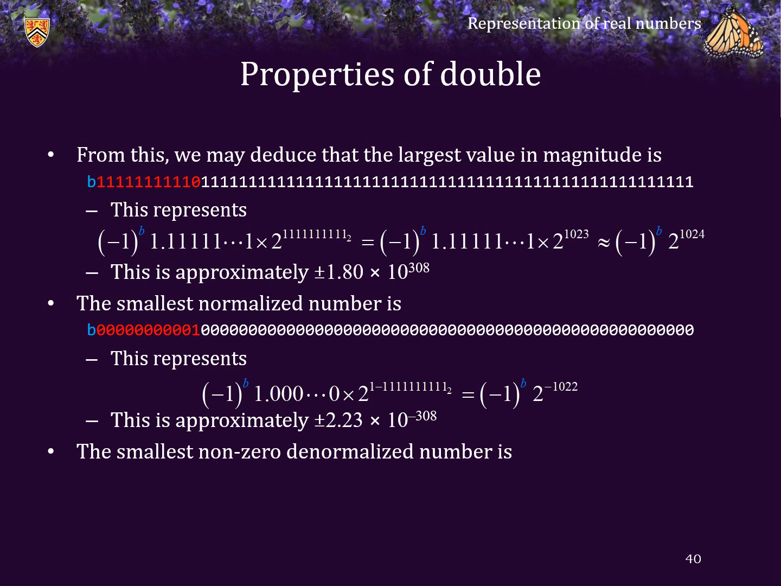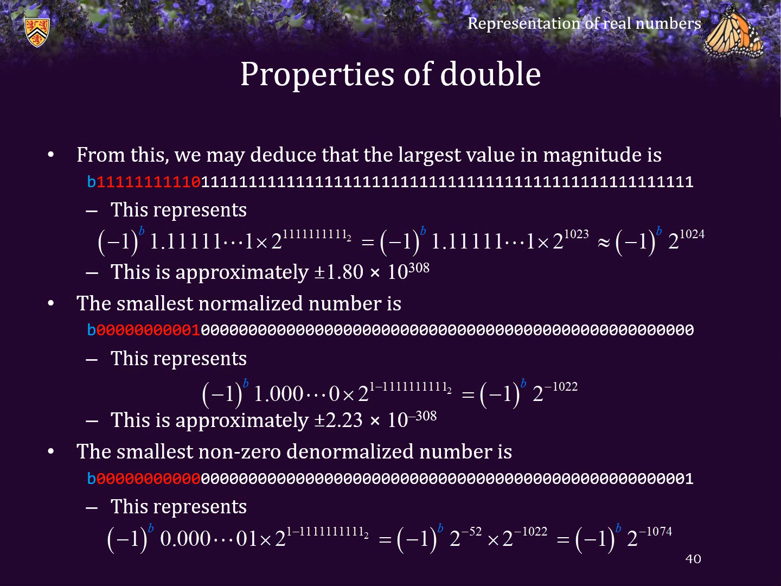The smallest non-zero denormalized number is this value here. This represents this number here, which is, again, approximately 4.94 times 10 to the negative 324. Just like with our representation, as there are more and more leading zeros, the number of significant digits goes down and therefore the relative error increases, but that's better than approximating any of the values on this small interval by zero. Also, we are guaranteed that the difference of any two double precision floating point numbers that are not equal to each other will be non-zero. You will never get one double minus another double equaling zero if the two doubles are not equal.